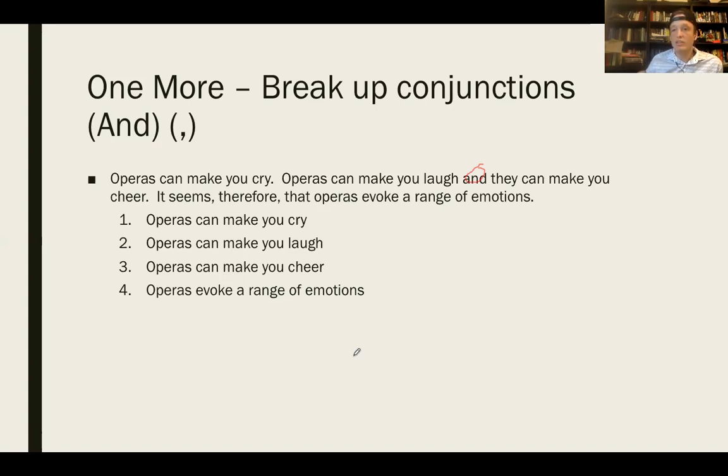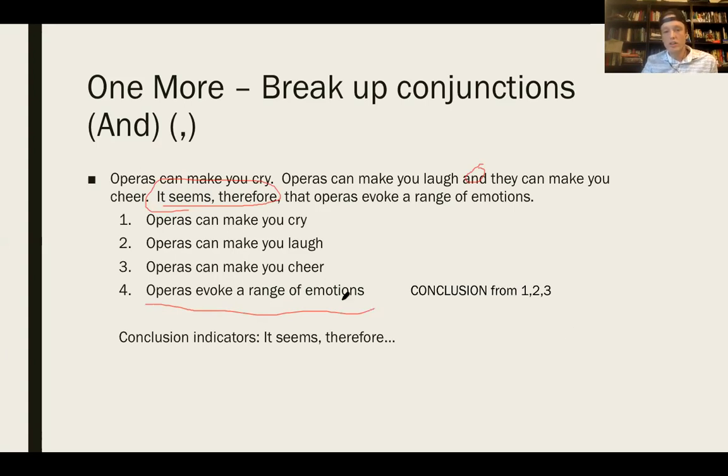That's the first thing you do. How many statements have you got? Then, are there any conclusion indicators? Well, yes, it is right there. So which one do you think is the conclusion? Number 4, right? So, conclusion, 4 from 1, 2, and 3. Operas can evoke a range of emotions. How do you know that? Well, they can make you cry, they can make you laugh, they can make you cheer. Those are 3 emotions, which would suggest to us that they evoke a range of emotions. So each one of those provides support for 4. Make sense? These are very simple ones, obviously. It's going to get trickier.